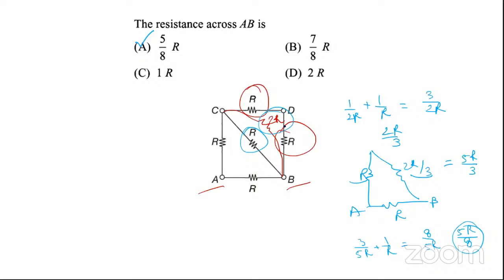No. Wheatstone bridge happens if the circuit is completed using this branch and this branch. So not like assume or something. No. If we had to find the resistance across A and D, then that would have been the case. Okay. Alright, any other doubt? No. Thank you.